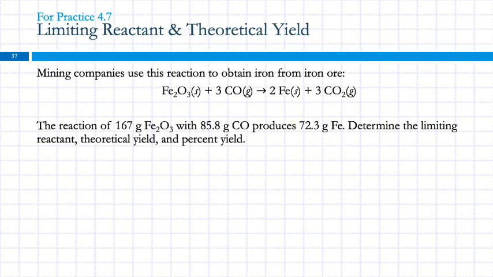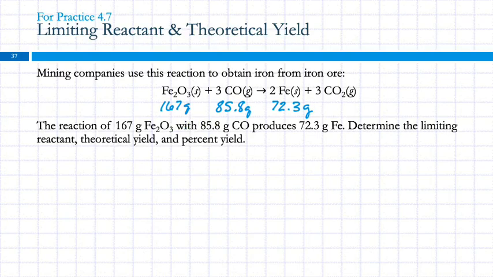So I can take these masses and write them under the corresponding pieces in the equation. 167 grams of the Fe2O3, I've got 85.8 grams of CO, and then it says 72.3 grams. So I'm just kind of on a roll and I'm writing stuff down. I have masses for 2 of the reactants.